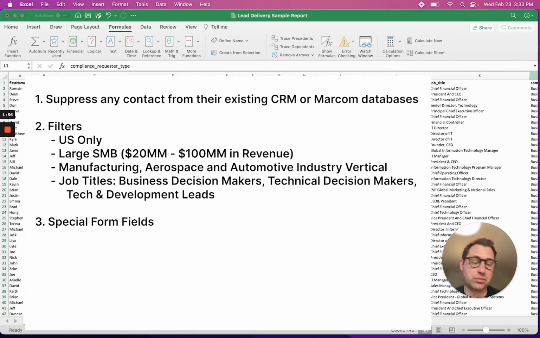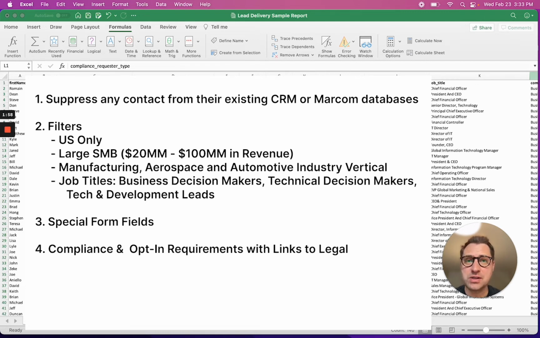Additionally, they had compliance opt-in questions with very specific language. So language that was defined by their legal team that needed to be there, as well as links to privacy and data protection policies that they had. So we were able to do that for them.